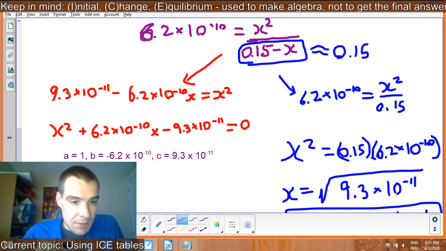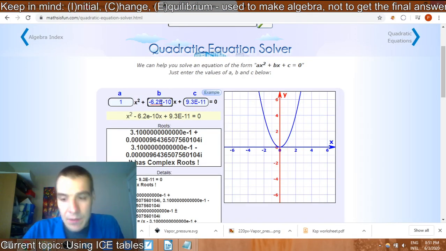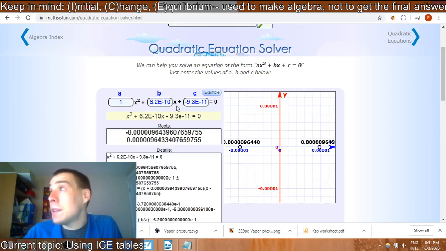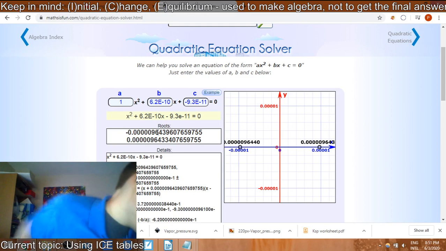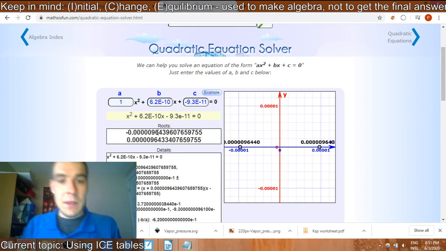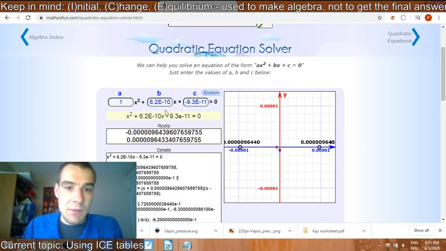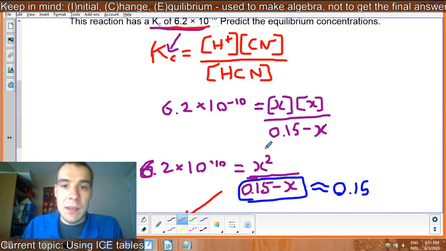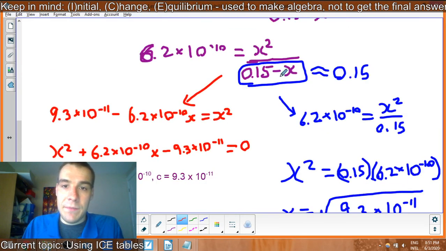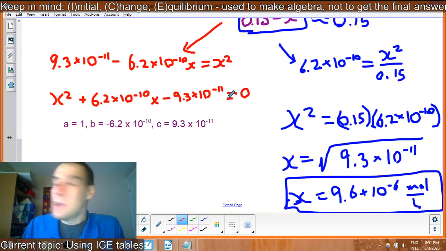But when we go to the equation solver, here we go. That's 6.2 times 10 to the negative 10, and this is minus 9.3 times 10 to the negative 11. And I get my roots as 0.000009643. Meanwhile, my answer before was 9644. So it's the same, right? It's still 9.6 times 10 to the negative 6, if we include the quadratic or not. So our shortcut worked. Our shortcut's okay.